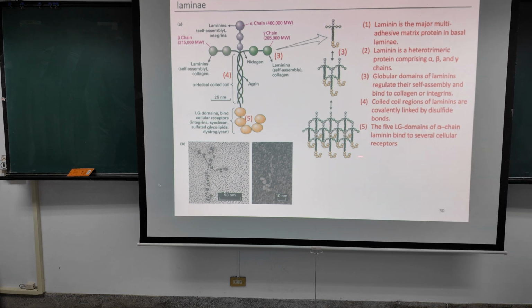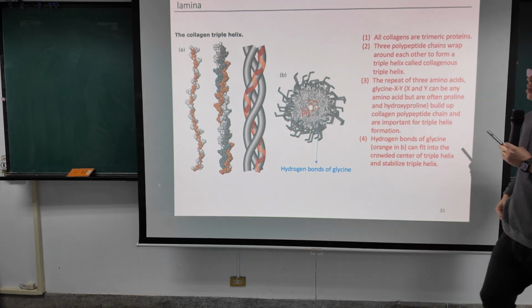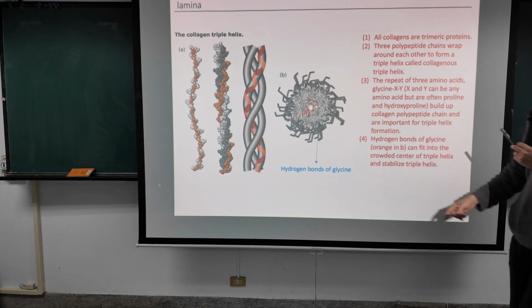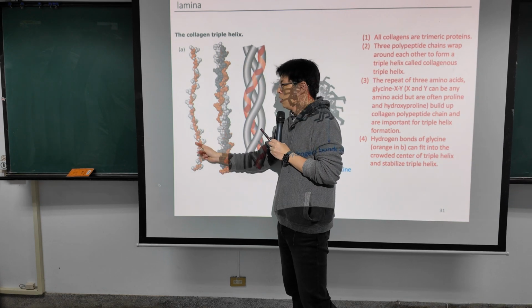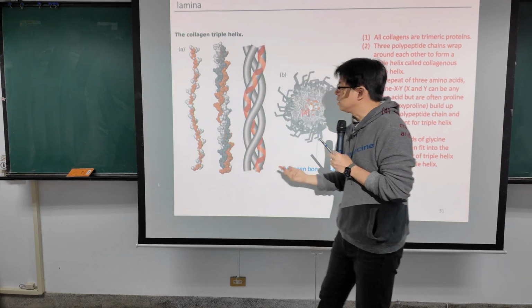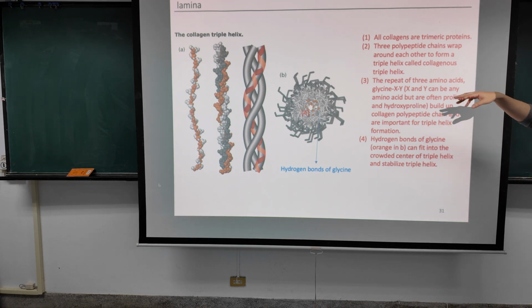So that is why they will interact with each other and form a strong interaction. And finally, they provide another mechanical support. Okay, and all collagens are trimeric proteins. This is one polypeptide of the collagen. Three polypeptides will wind up and assemble into the thinner collagen fiber.